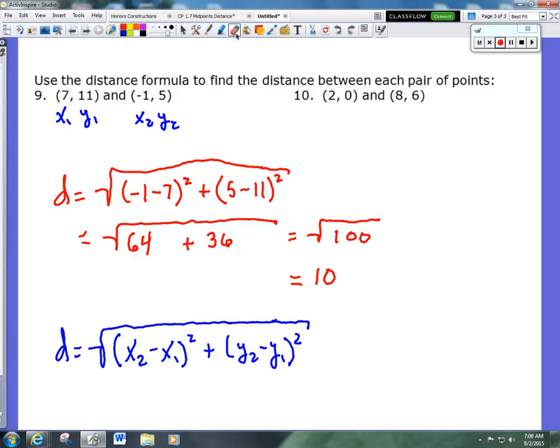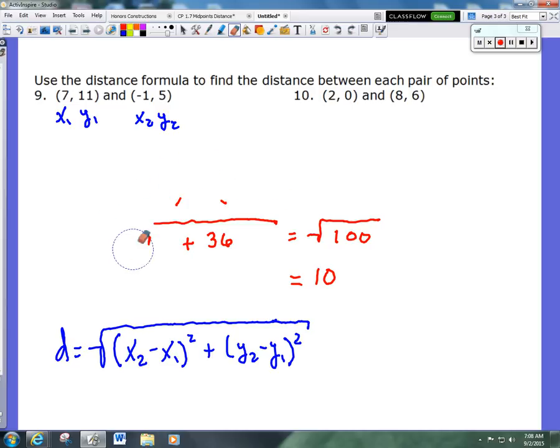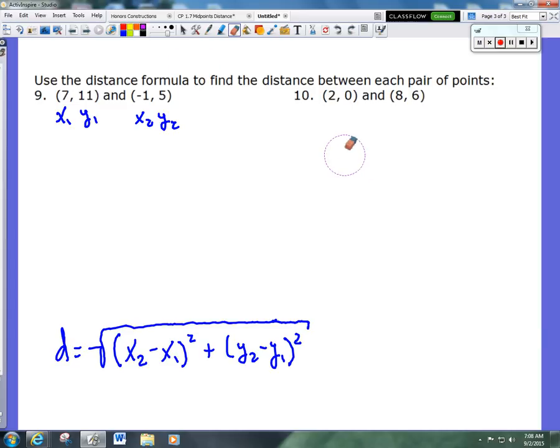Okay, let's erase that and try it again. Let's look at number 10.